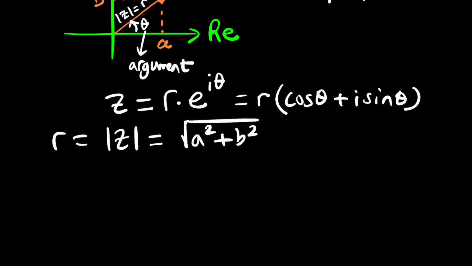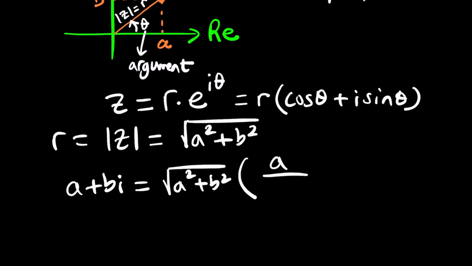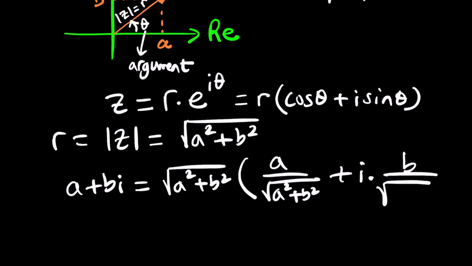So how do we use this information, right? So you need to find two things, r and theta. And let me explain how this works. You can take a plus bi and then factor out the r like this. And then inside you're going to have a over r so that the distributive property works properly. And then inside you're going to have something like this, right? Okay, so when you distribute, you're going to get the original a plus bi.